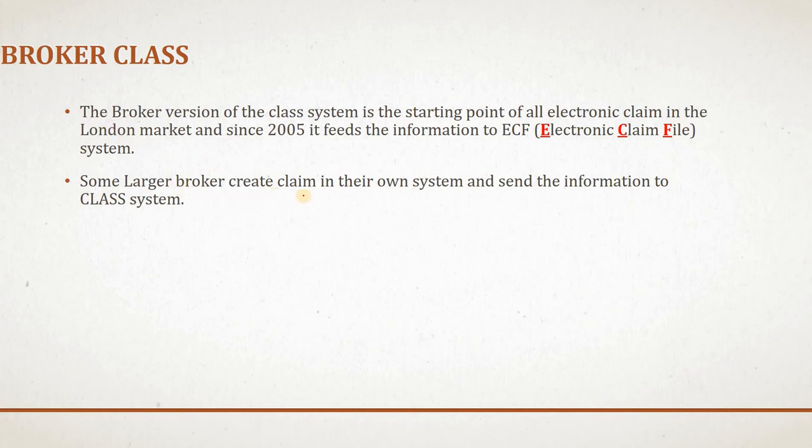Some larger brokers create claims in their own system and send the information to the CLASS system. A few larger brokers like Aon and Marsh use their own system to interact with the CLASS system. They create the claim in their own system and send the information in the form of LIMB claim messages to the CLASS system. CLASS validates those messages and ensures they are in its own format, then consumes the messages and sends information back to the broker stating that CLASS has consumed the messages.